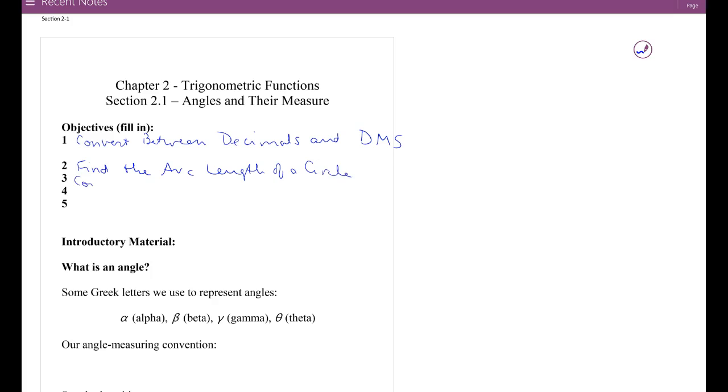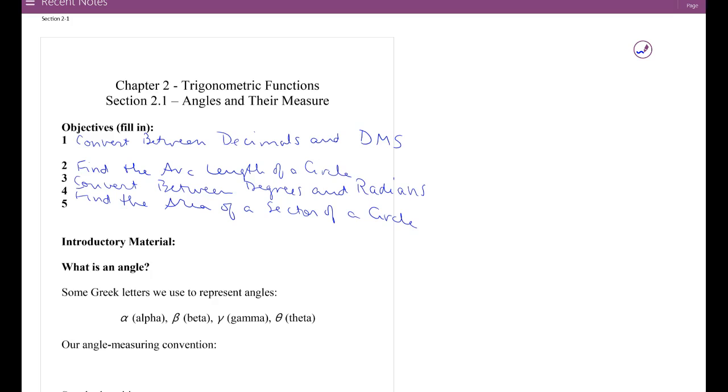The third one is convert between degrees and radians. If you haven't taken trigonometry before, radians may be a new unfamiliar unit of measure that we'll talk lots more about. The fourth one is find the area of a sector of a circle. And we'll talk more about what is a sector of a circle. And the fifth one is find the linear speed. Linear means in a straight line, if you were traveling in a straight line, of an object traveling in circular motion.